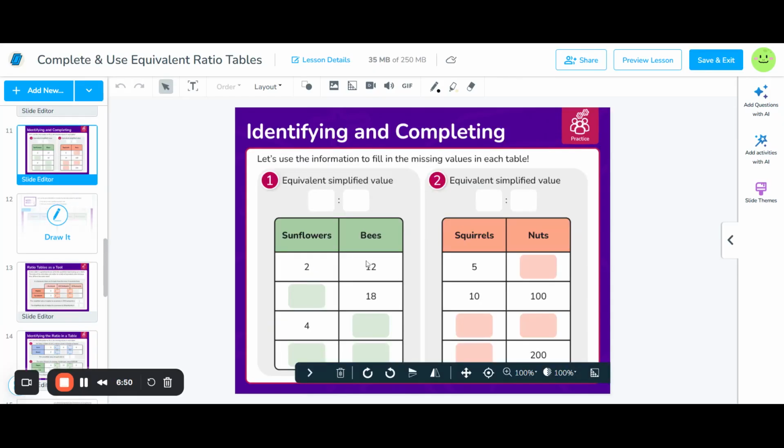Okay, so we've got sunflowers compared to bees. 2 sunflowers to 12 bees. So what is the factor here? 2 times what equals 12?